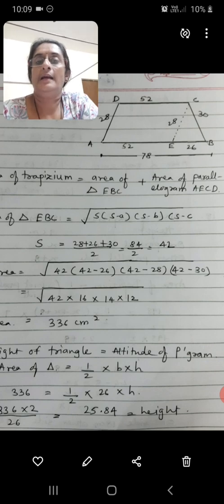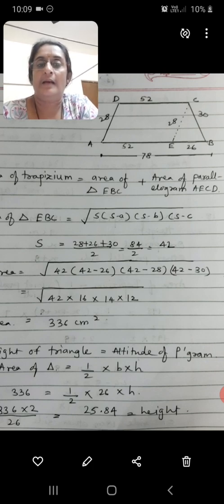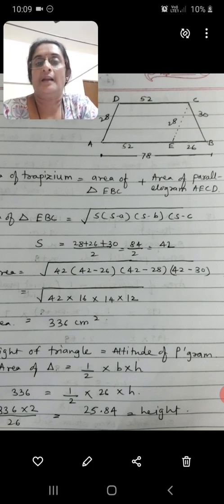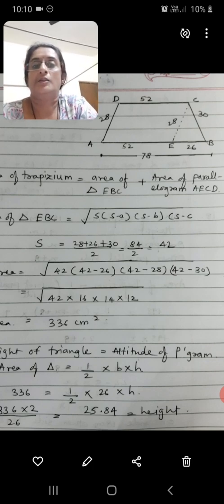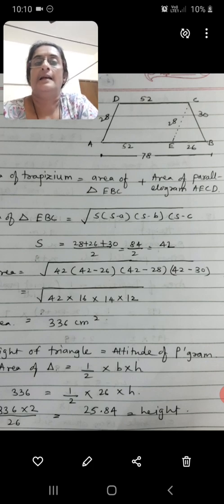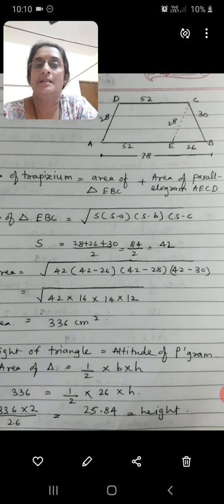So DA and CE are 28. Now there is one parallelogram and one triangle. Which is the parallelogram there? AECD is a parallelogram and EBC is the triangle. So let us first find the area of that small triangle. The triangle sides are, one is 26, that is given, next CB is given 30 and the other side CE is 28.